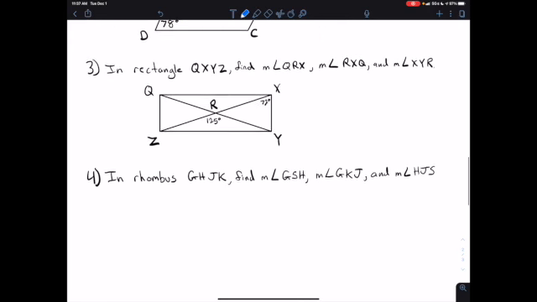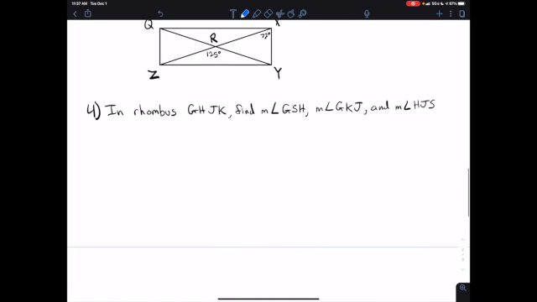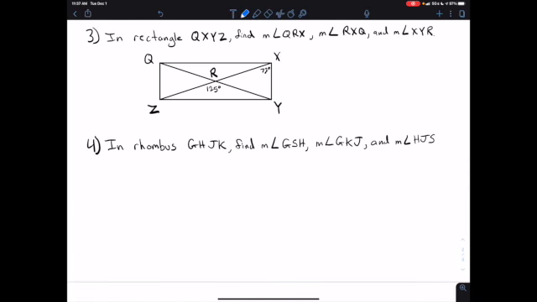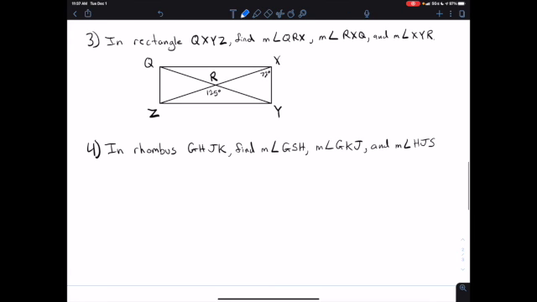All right, so let's make it tricky. In rectangle XYZ, find the measure of angle QRX, the measure of angle RXQ, and the measure of angle XYR. All right, so let's do this one at a time.